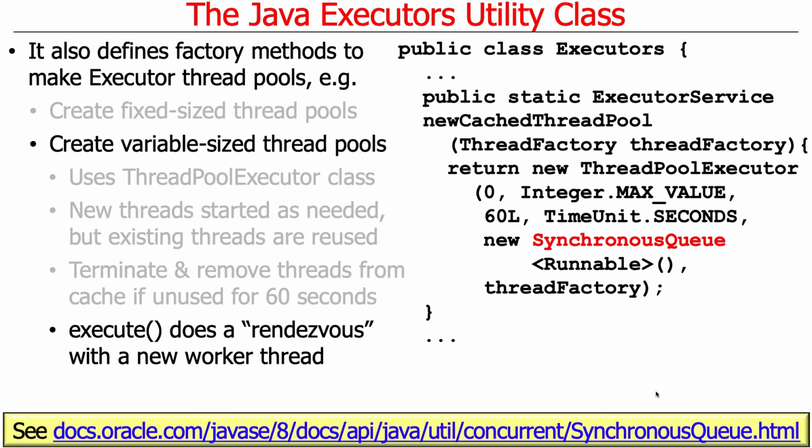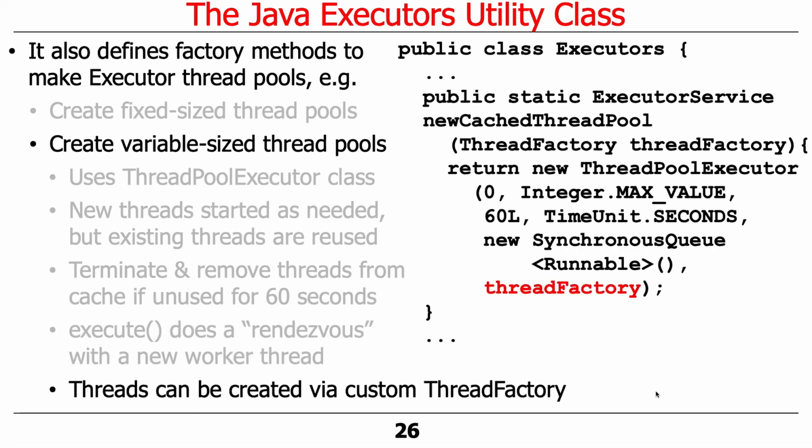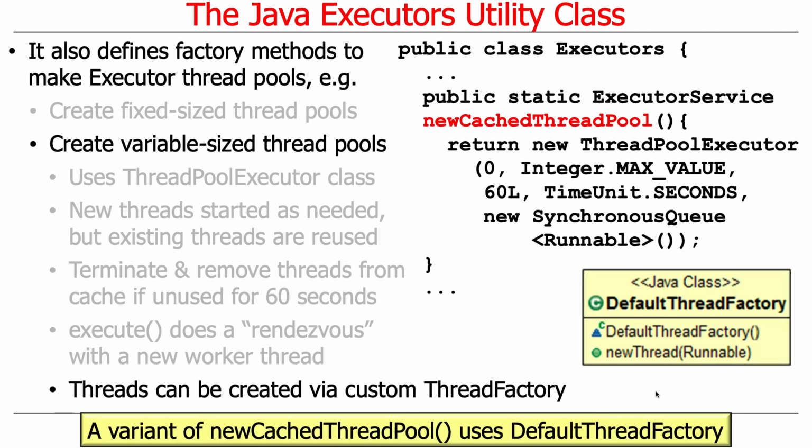And notice how this uses synchronous queue. The fixed thread pool used the linked blocking queue, which grows, and queues them up indefinitely because it's unbounded. Synchronous queue has different semantics. It basically does a rendezvous until either an existing thread that's idle can be given the work, or if they're all in use, a new thread will be created. And as before, you can either create custom threads with your custom thread factory, or you can use the variant that takes no parameters and uses the default thread factory.